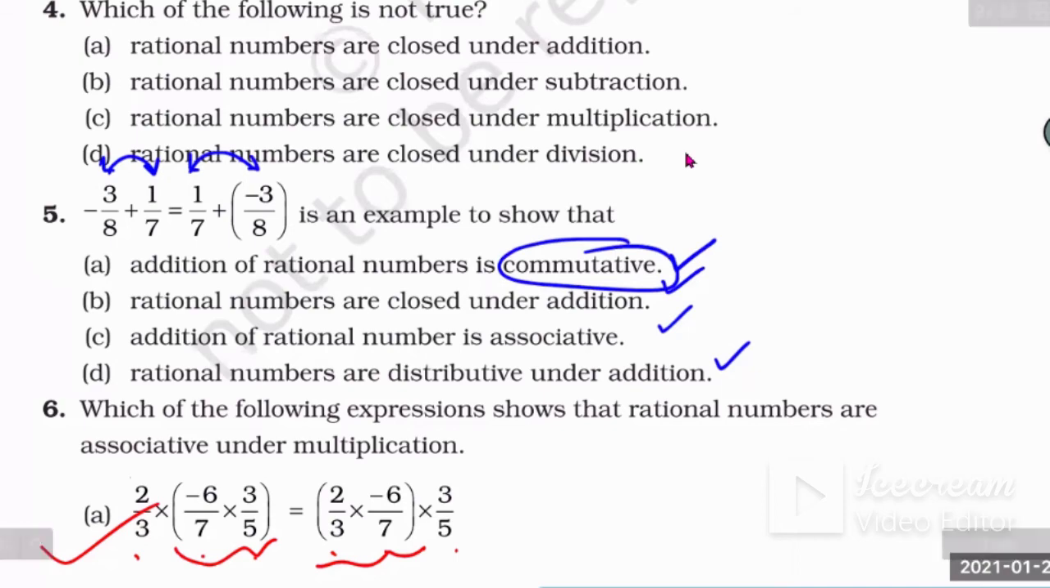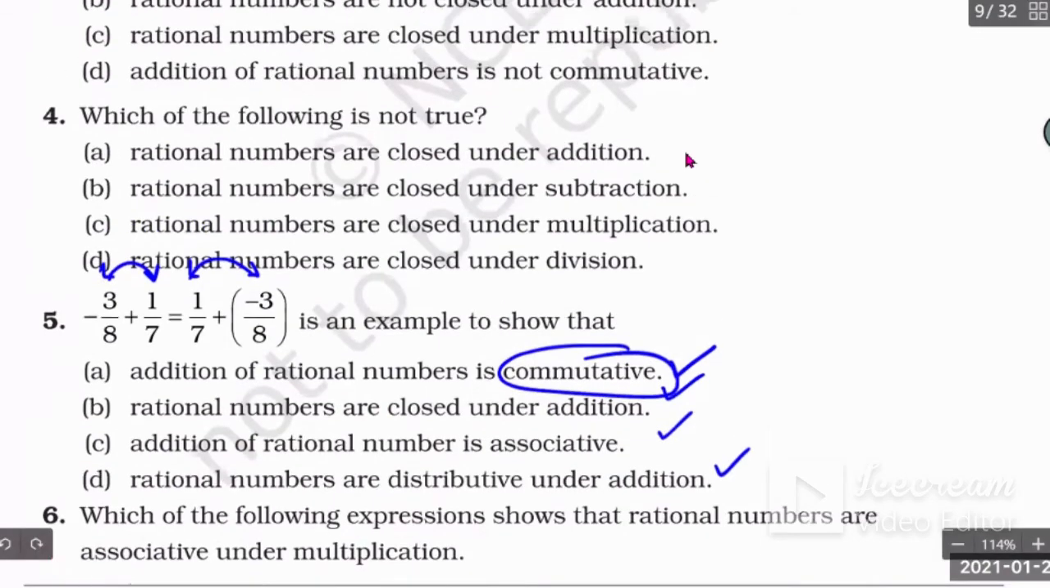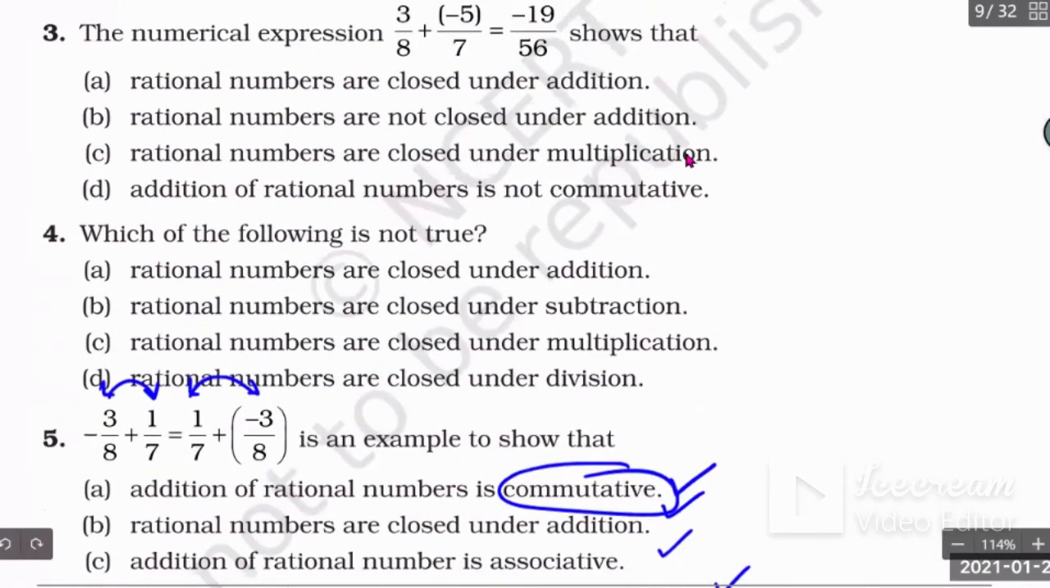Question number 4. Which of the following is not true? D is wrong. Rational numbers are not closed under division. If we divide a rational number by a rational number, it is not necessary that a rational number will come.